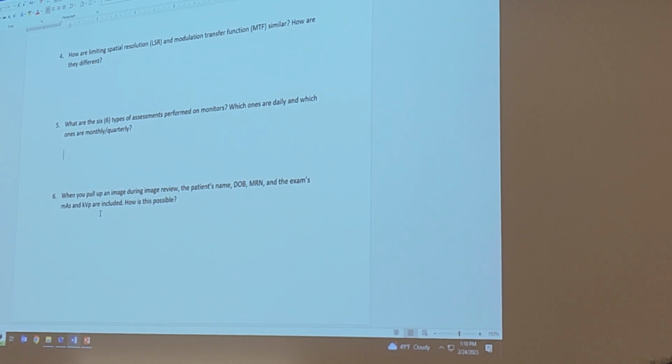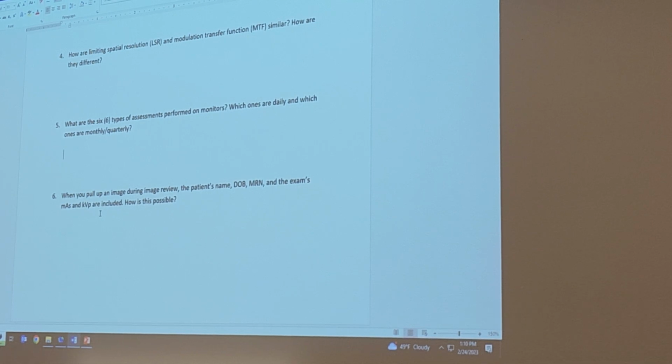Remember, TG18 QC is used for 3 things. So we've gotten 2 of them so far, right? We've gotten our daily assessment, and we've gotten our geometric distortion. Yes, the third one is resolution, but we're getting ahead of ourselves. Hold on.